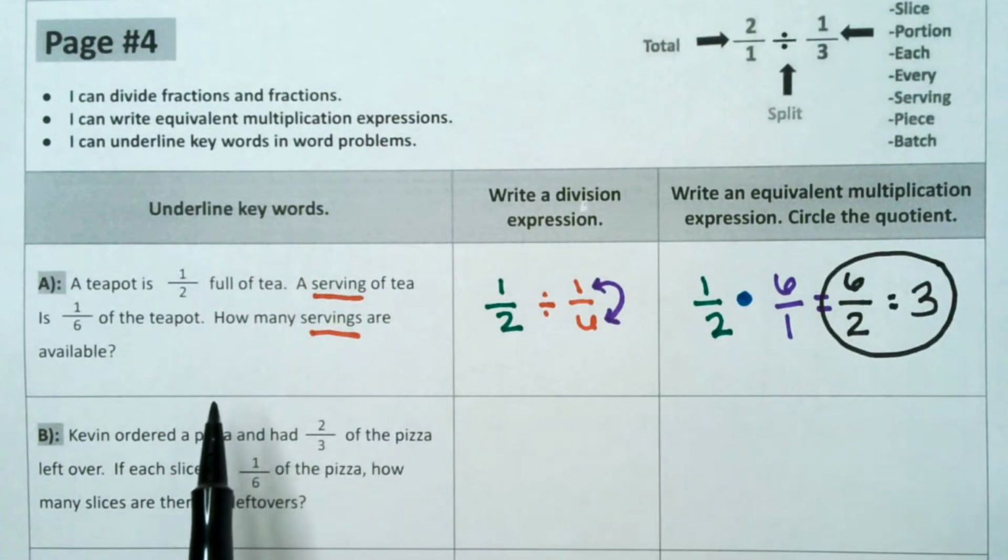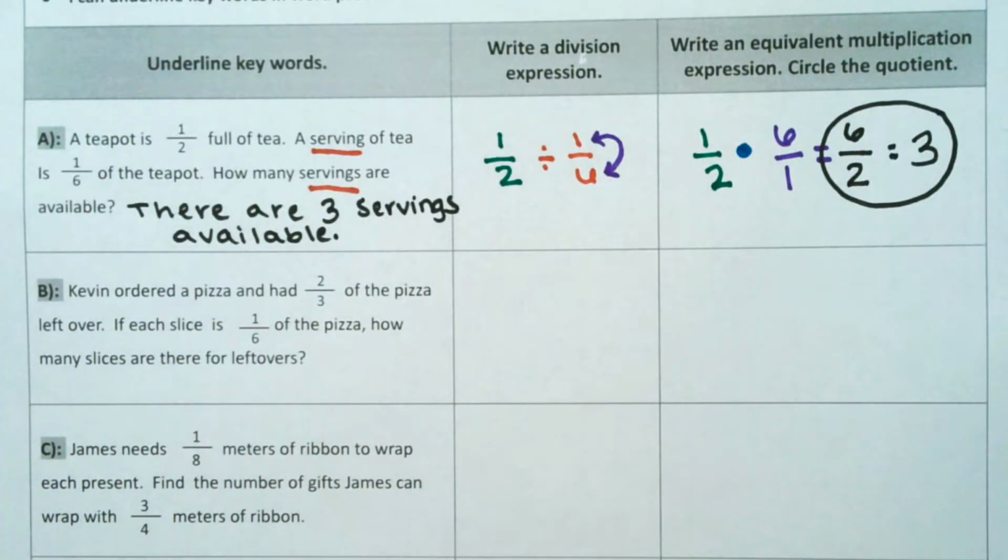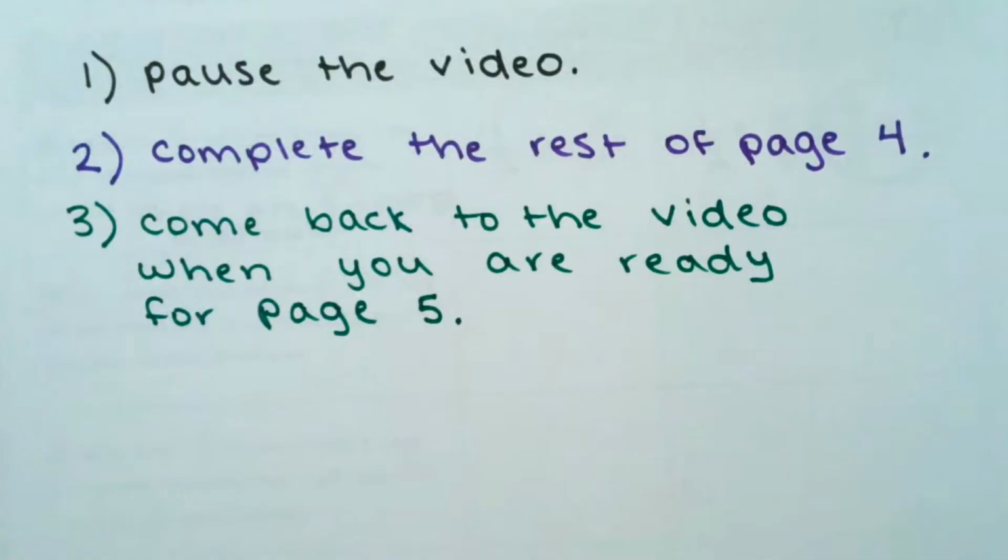So we're going to take our answer and then just answer our question over here. We're going to write there are 3 servings available. Writing our answers in complete sentences can help us determine if our answer is reasonable. So make sure to write this in. So what you're going to do now is pause the video, complete the rest of page 4, and come back to the video when you're ready for page 5.